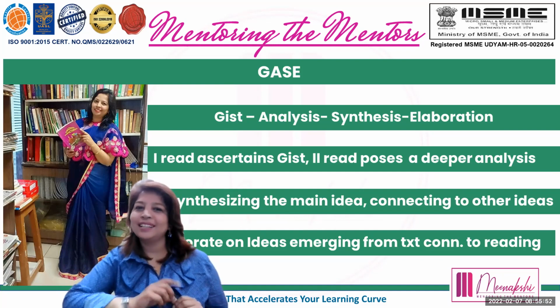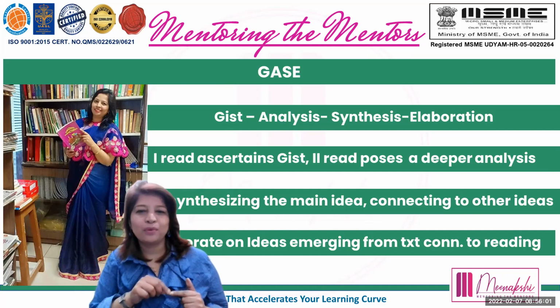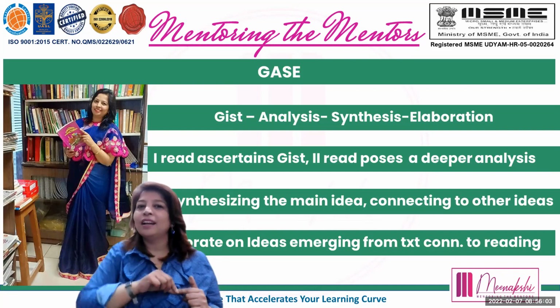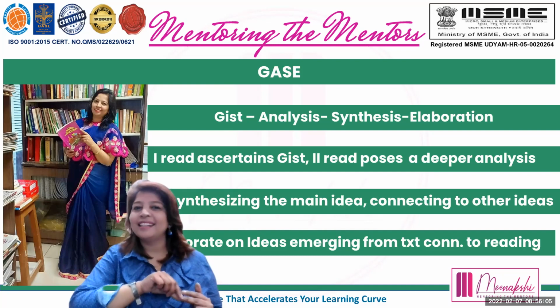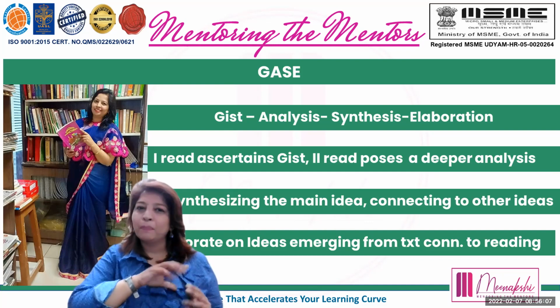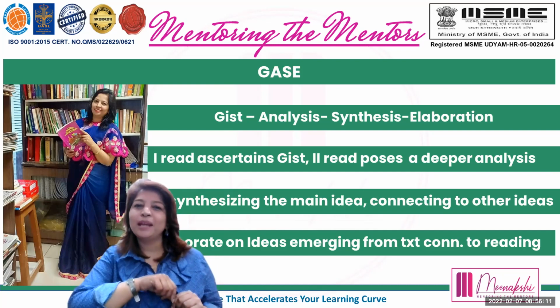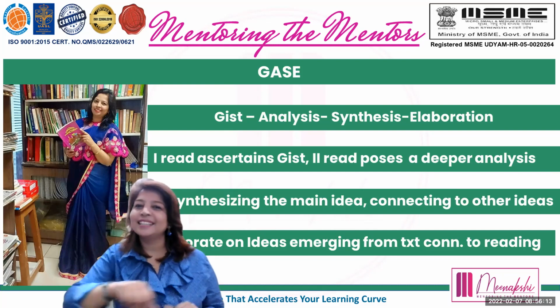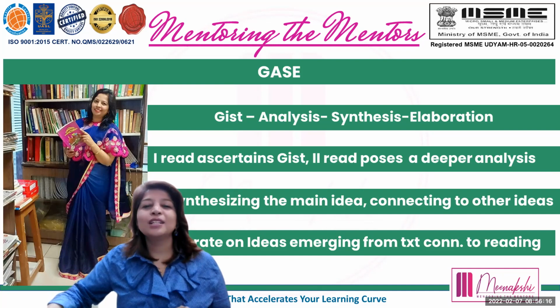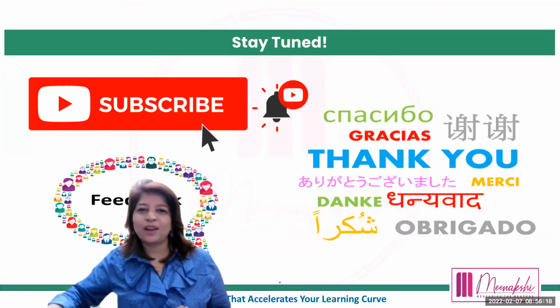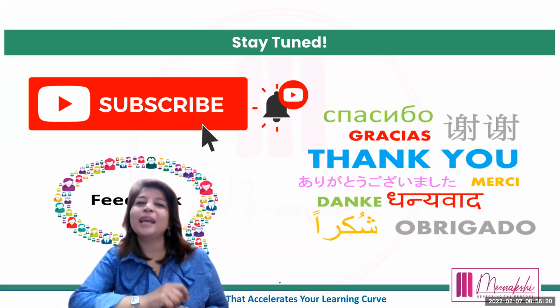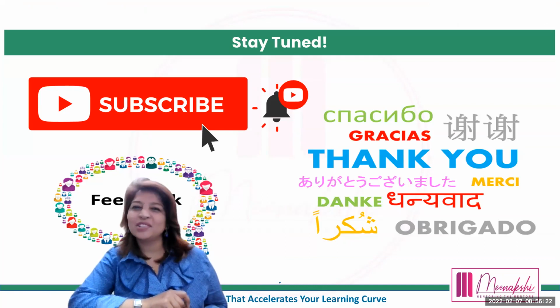And the last strategy on the screen is GASE: gist, analysis, synthesis, and elaboration. Getting the gist after reading, and then rereading will give them analysis, and they'll be able to synthesize the bigger idea by correlating it with the small ideas, and then we'll be able to elaborate, connecting the same with real life. So this was all about some strategies so that you will be able to develop strategic readers in your class.